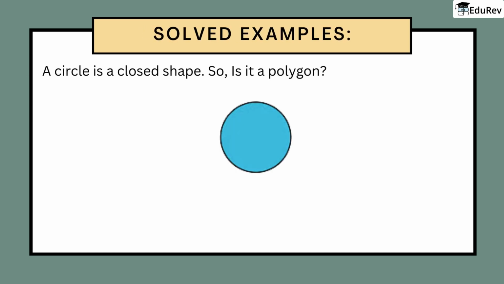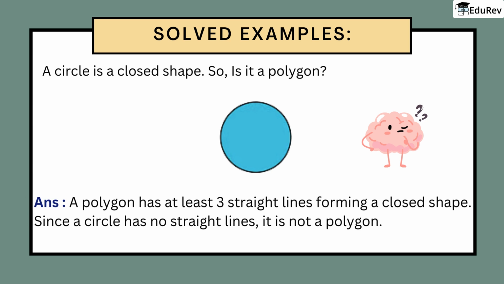Now, let's consider a question. A circle is a closed shape. So, is it a polygon? The answer is that a polygon has at least 3 straight lines forming a closed shape. Since a circle has no straight lines, it is not a polygon.